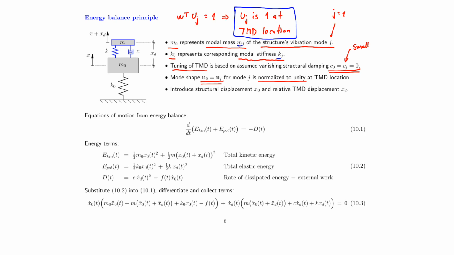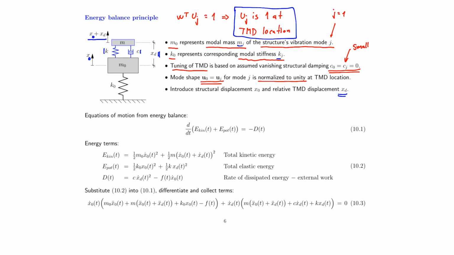So in the model to the left, we have introduced some properties. And first of all, we introduce x0 as the absolute motion of the structure. And then we add xd as the relative displacement of the TMD. That means the elongation of the stiffness k and the damper c. So xt is simply the relative displacement of the absorber mass, and that means that the absolute motion of m is equal to x0 plus xt.